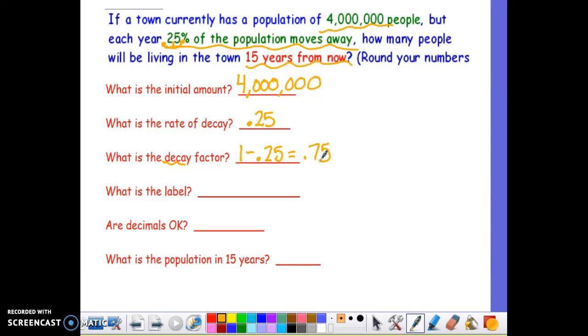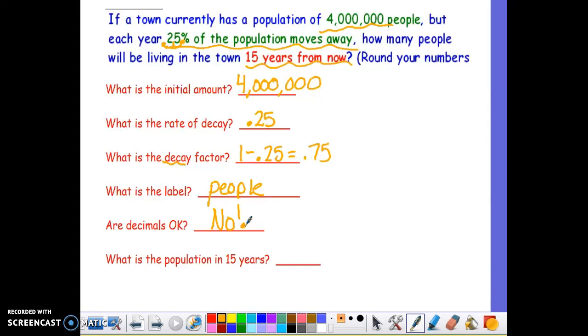What would be my label? Well, we're talking about people, so my label should be people. Are decimals okay? Absolutely not, right? We can't have parts of a person. So no decimals, so we have to round.